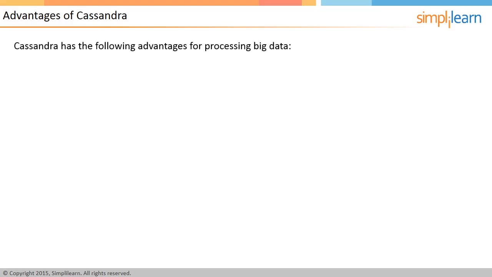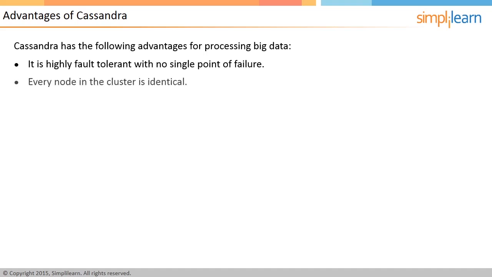Cassandra has many advantages for processing big data. It is highly fault-tolerant with no single point of failure. This means that if any node in the cluster fails, other nodes will take over and complete the work. Every node in the cluster is identical, as there are no masters or slaves in Cassandra. Therefore, one machine cannot become the bottleneck in the system. Further, you can add a machine to the cluster or remove a machine from the cluster anytime without downtime.